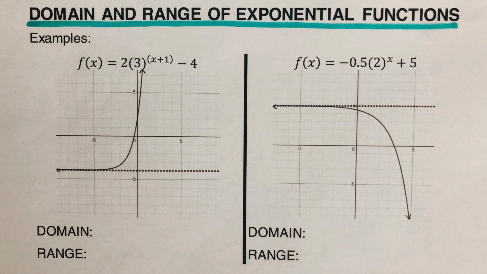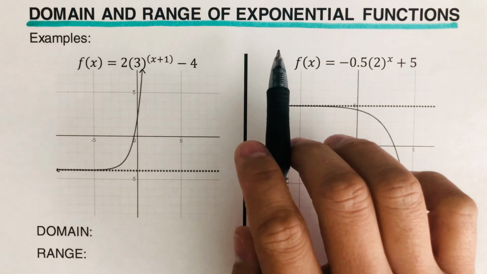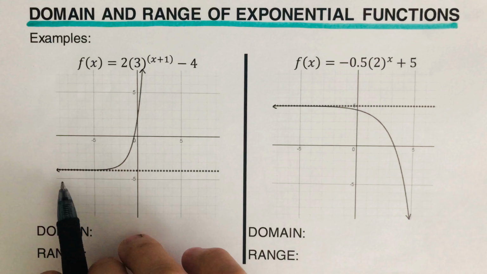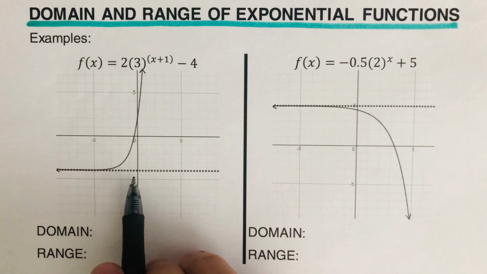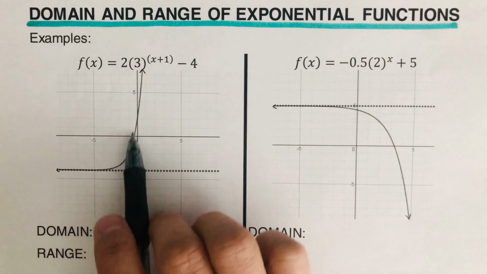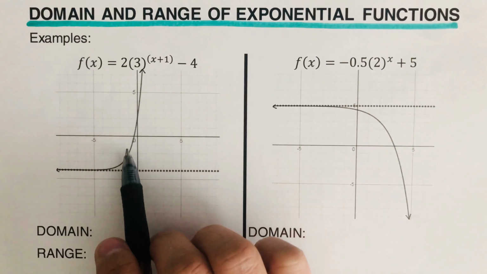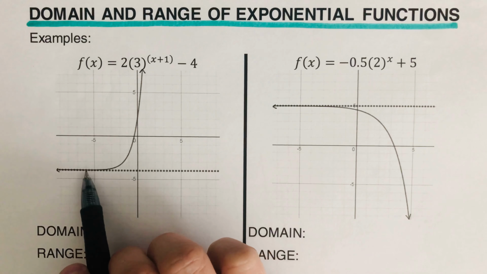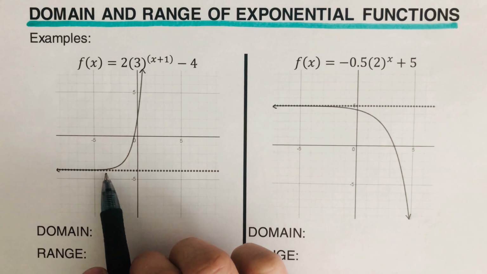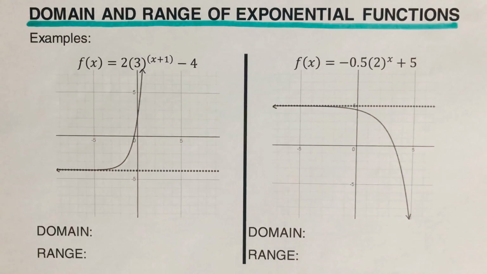Okay, going back to the examples, let's take this first one. Please remember that for an exponential function, the asymptote is horizontal. So this broken line right here is the asymptote for this graph. And remember that an asymptote is a line or a curve where the graph gets closer and closer to it, but it's not going to touch it. Although in the picture it looks like it's touching it, this is actually an asymptote. It only gets closer and closer to it, but it's not going to touch it.